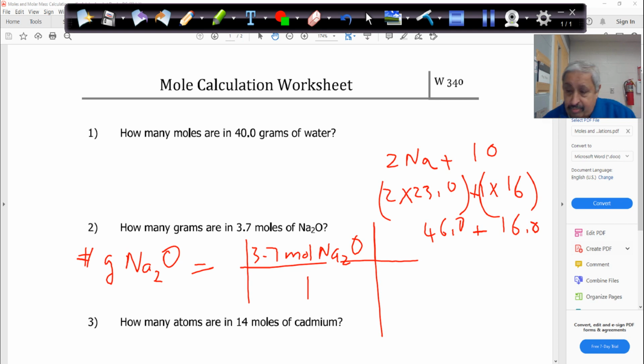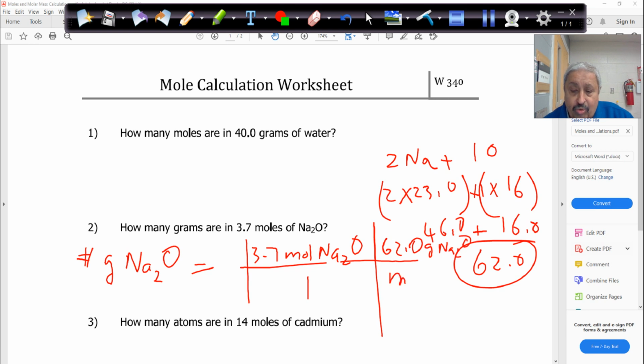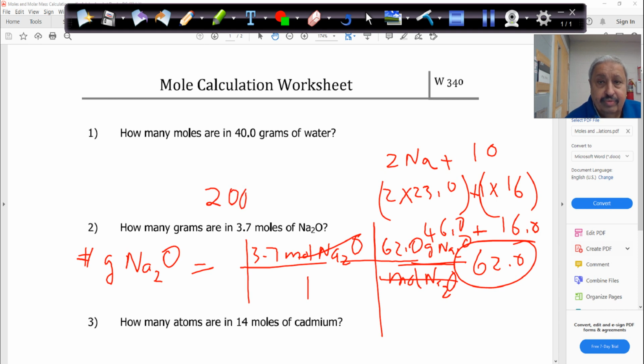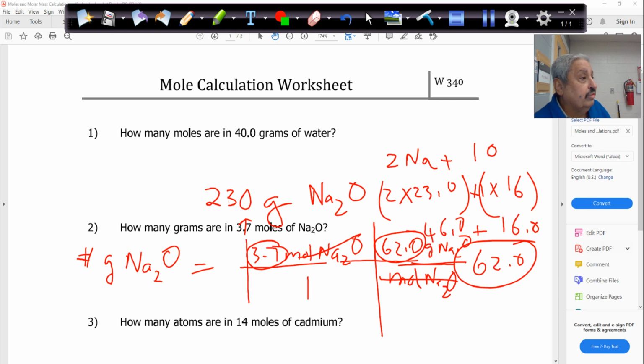So add them up, how much is it? 6, 2, something like this. So therefore I put 62.0 grams Na2O at the bottom is mole Na2O. The mole cancels out. I have 62 multiplied by 3.7. How much is it? 230. Okay. 230. And here's 3 sig figs. Here's 2 sig figs. And our answer really is 2 sig figs because there's no decimal. This 0 does not count. So our answer is correct.